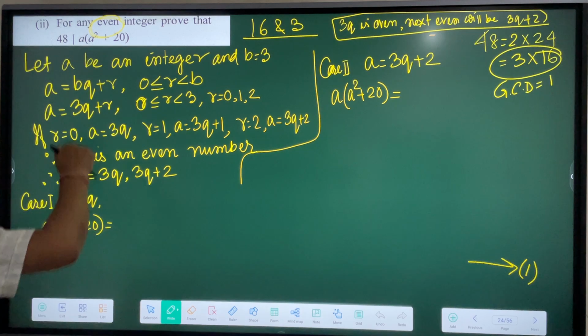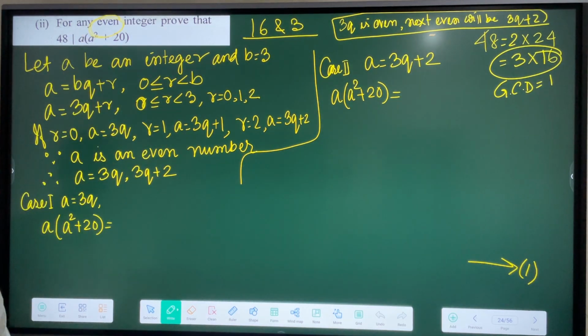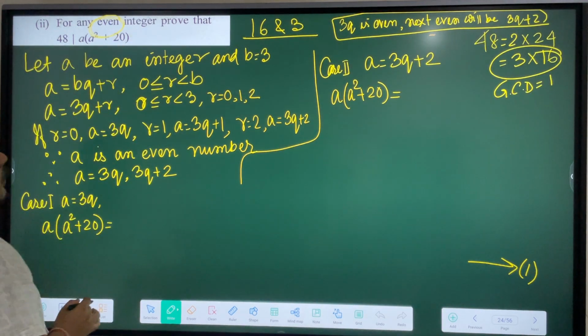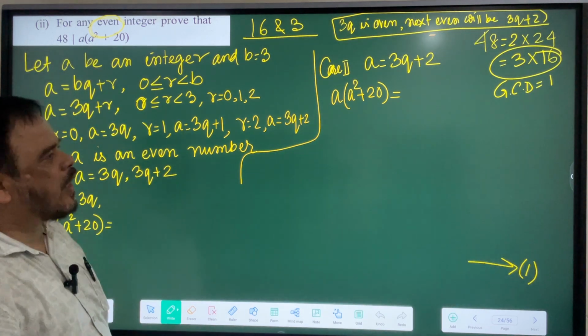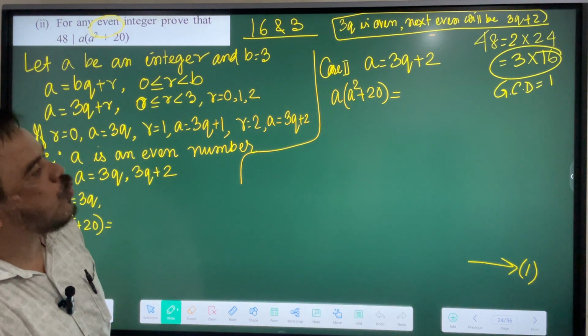Same type of sum for any even integer. It is written even. Prove that 48 divides a(a² + 20). It is difficult to do 48 directly, so we will take two numbers.